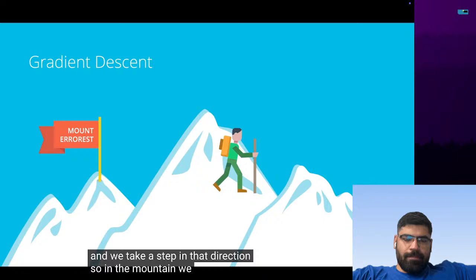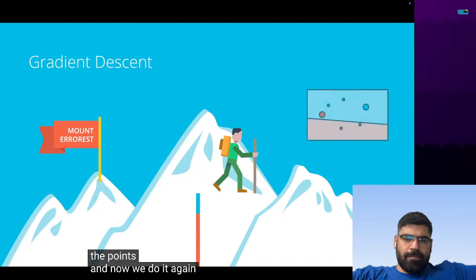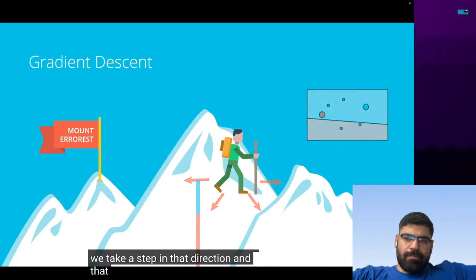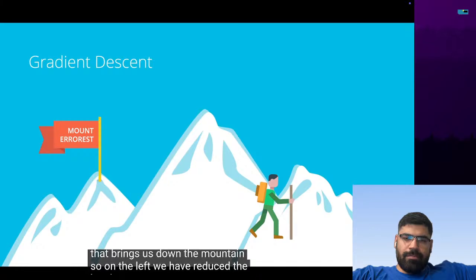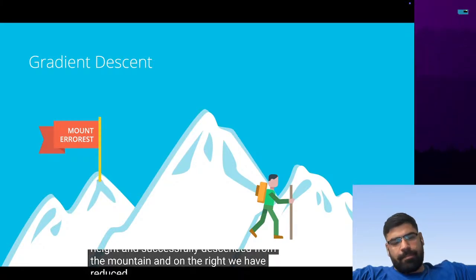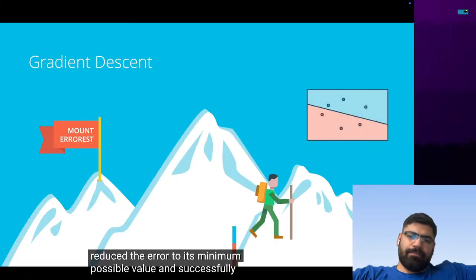So in the mountain, we go down 1 step, and in the graph, we've reduced the error a bit by correctly classifying one of the points. And now we do it again. We calculate the error, we look around ourselves to see in what direction we descend the most. We take a step in that direction, and that brings us down the mountain. So on the left, we have reduced the height and successfully descended from the mountain, and on the right, we have reduced the error to its minimum possible value and successfully classified our points.